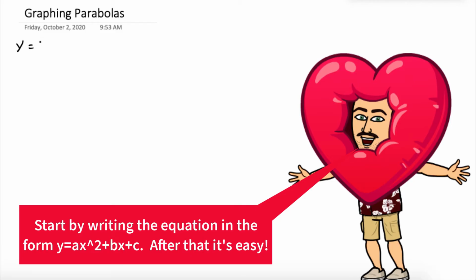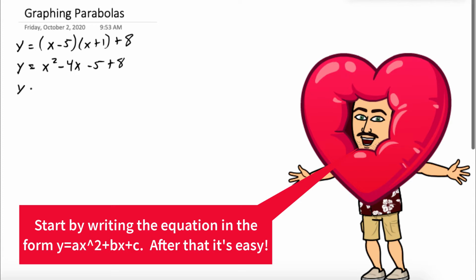So we want to graph the function y equals x minus 5 times x plus 1 plus 8. And so the first thing we should do is get it into our standard form. So let's multiply out that product. So we have y equals x squared minus 4x minus 5 plus 8, and then let's combine like terms. So y equals x squared minus 4x plus 3.